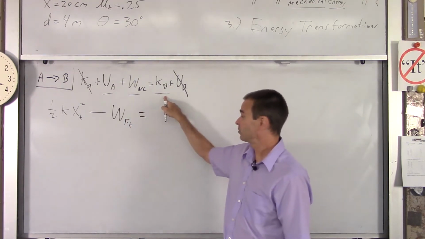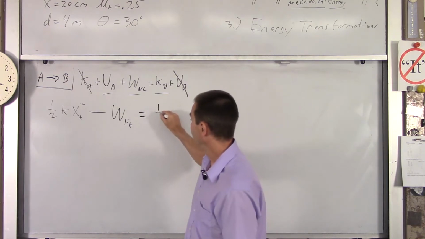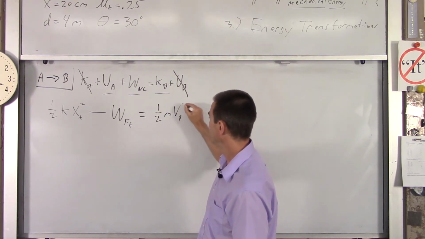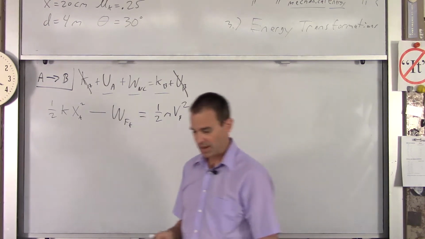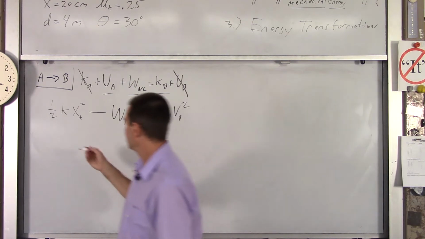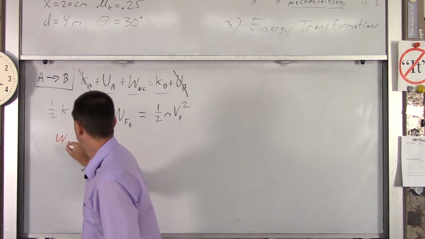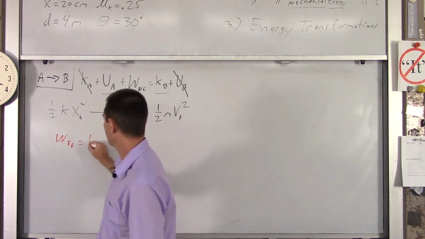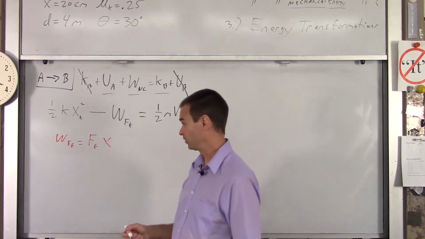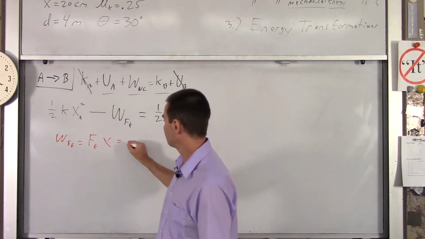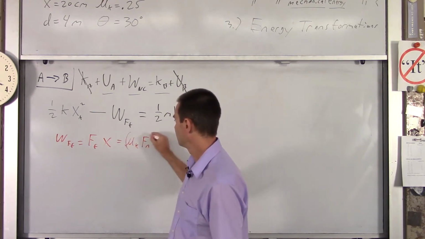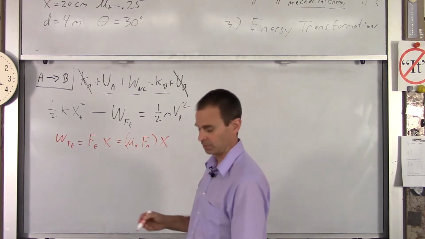At point B, the box has kinetic energy. The equation for that is 1/2 m, and I'll put velocity at B squared. Now, the work done by friction, so I'll write that out a little bit. The work done by friction is the force of friction times x, force times distance. The force of friction is mu sub k times Fn. And then we have to have our x.